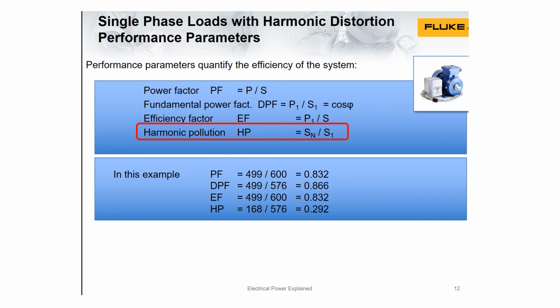Smaller is better. Adding some numbers. Comparing power factor and fundamental power factor, or displacement power factor, shows the harmonic content. The power factor and efficiency factor are here the same, because there is here no harmonic voltage in our example, so no harmonic active power. While the power factor should ideally be 1, the harmonic pollution should be 0.